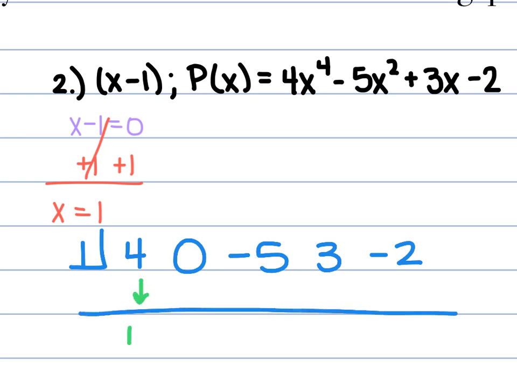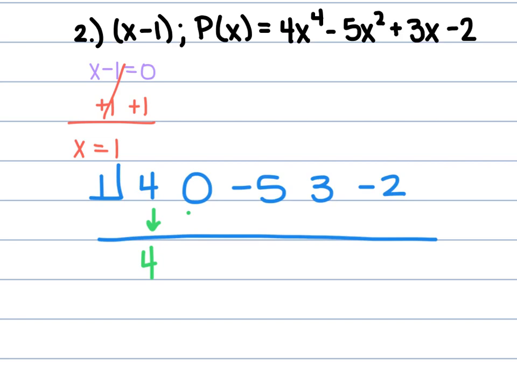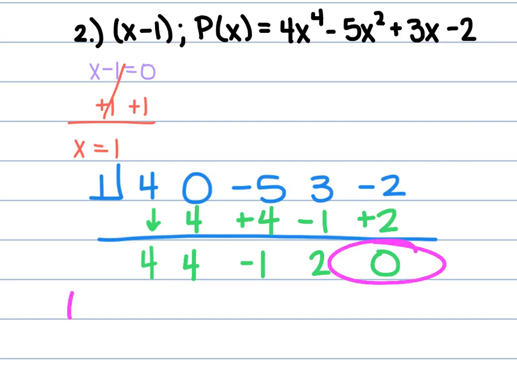So that 4 gets dropped down. 4 times 1 is 4. Add that with the 0, it's 4. 4 times 1, again, is 4. Add that with the negative 5, we get a negative 1. Negative 1 times 1 is negative 1. Add that with a 3, we get a positive 2. 2 times 1 is 2. Add that with the negative 2, we get a 0. Because our remainder is 0, that x minus 1 is a factor.